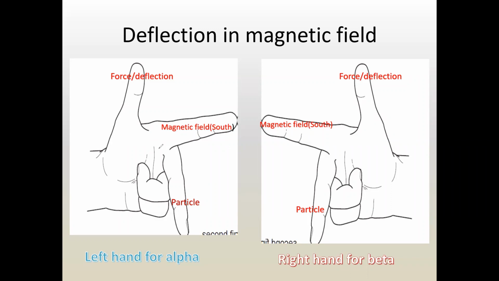So always use the left hand to find the deflection of an alpha particle. The same thing applies with the right hand: the index finger represents the direction of the magnetic field, the second finger represents the direction of the particle, and the thumb represents the force or the deflection. So for alpha particles, you will use the left hand, whereas for beta particles, you will use the right hand.